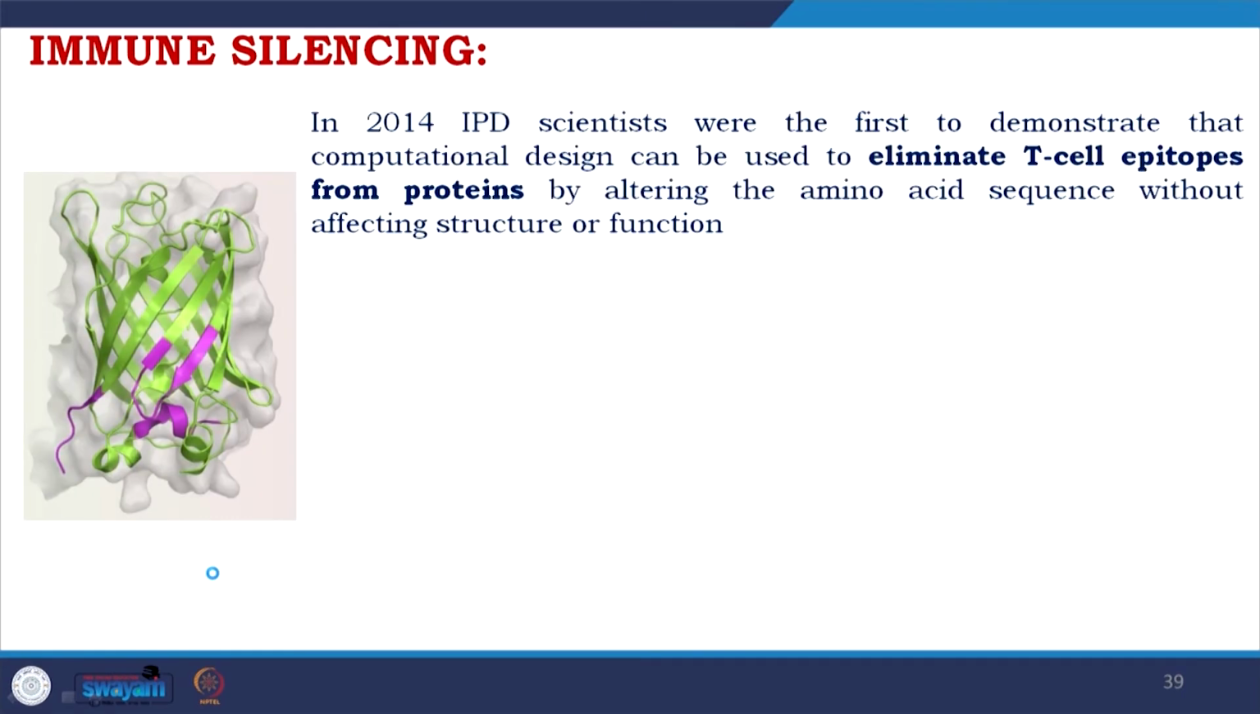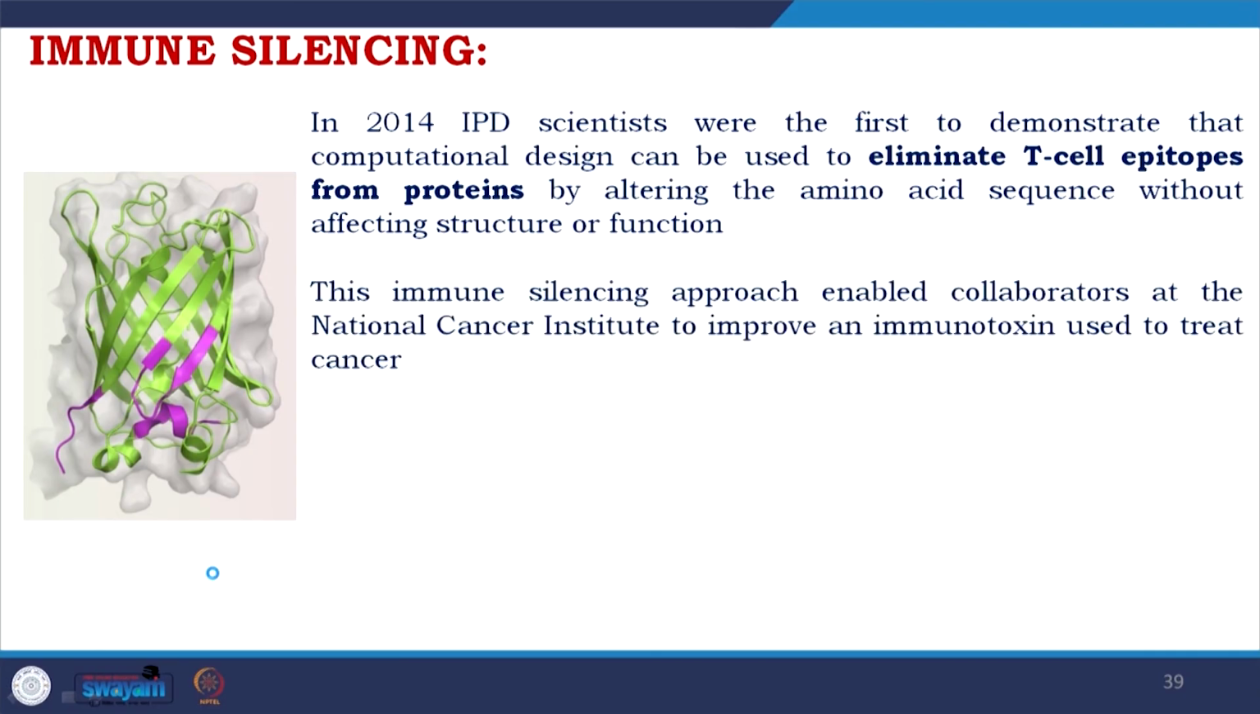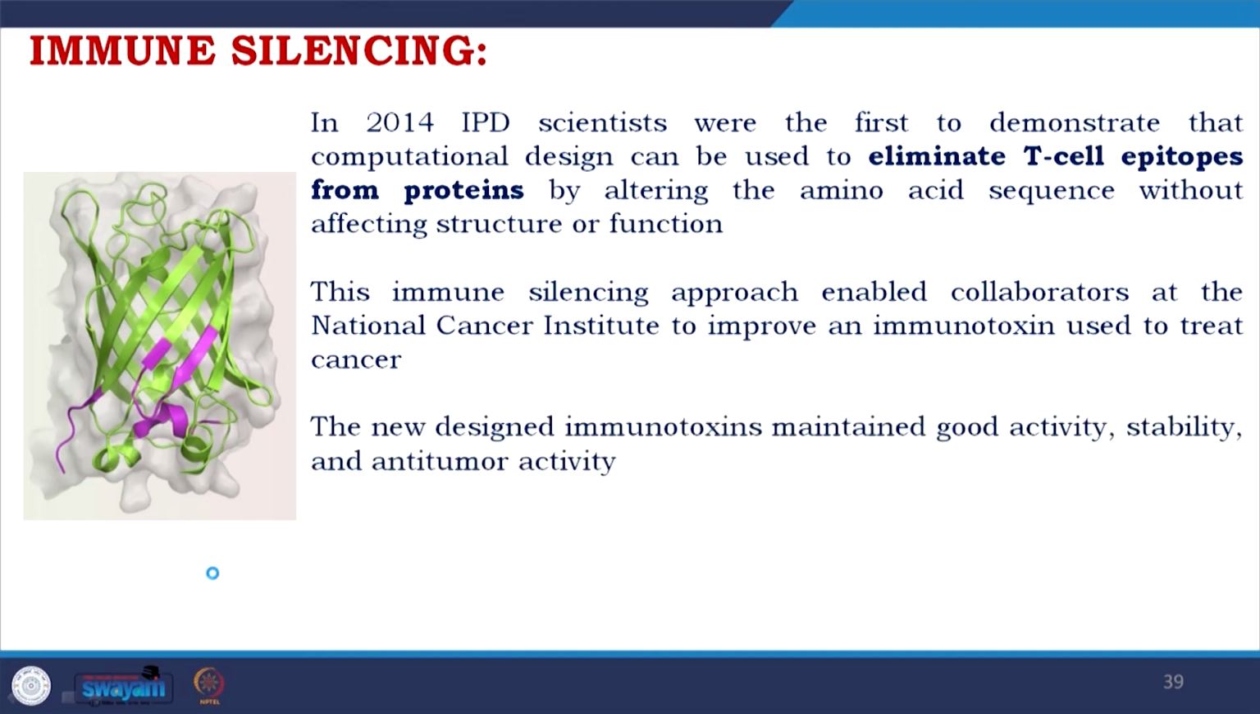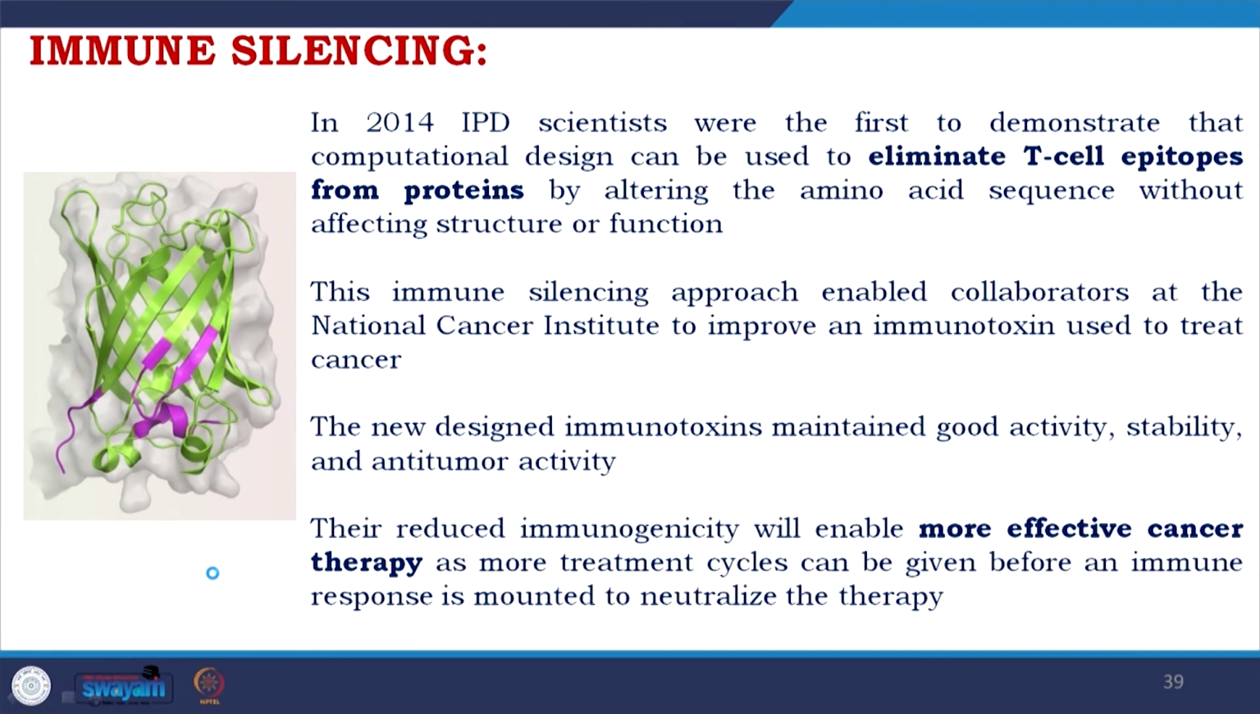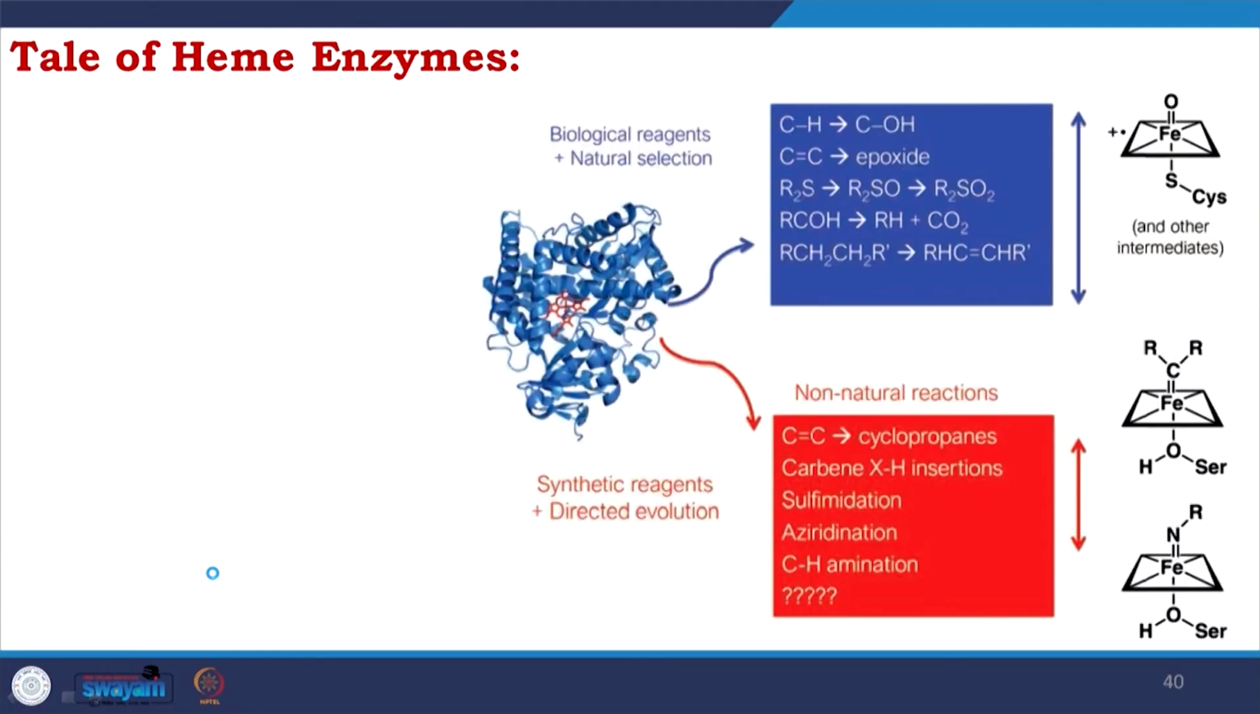Immune silencing. In 2014, IPD scientists were the first to demonstrate that computational design can be used to eliminate T cell epitopes from proteins by altering the amino acid sequence without affecting structure or function. The immune silencing approach enabled collaborators at the National Cancer Institute to improve an immunotoxin used to treat cancer. The newly designed immunotoxin maintained good activity, stability and anti-tumor activity. Its reduced immunogenicity will enable more effective cancer therapy, as more treatment cycles can be given before an immune response is mounted to neutralize the therapy. So, these are a few successes.